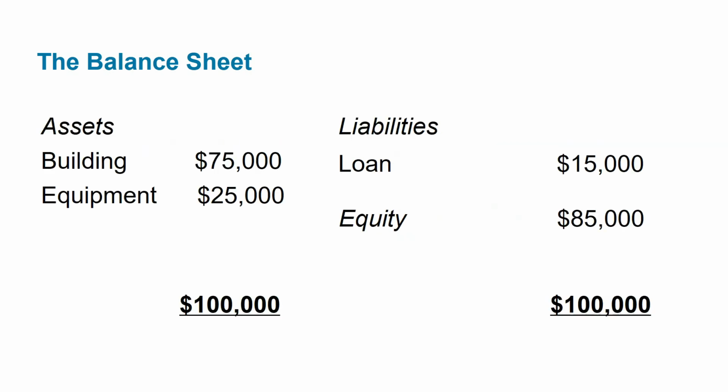This is a simplified example of a balance sheet. On one side, we have the assets consisting of buildings, $75,000, equipment, $25,000. Together, they total $100,000. On the other side, we have the liabilities, a loan, $15,000. We also have equity, of $85,000. Together, they sum to $100,000. This demonstrates the accounting equation for the balance sheet. The assets equal the total of the liabilities and the equity.